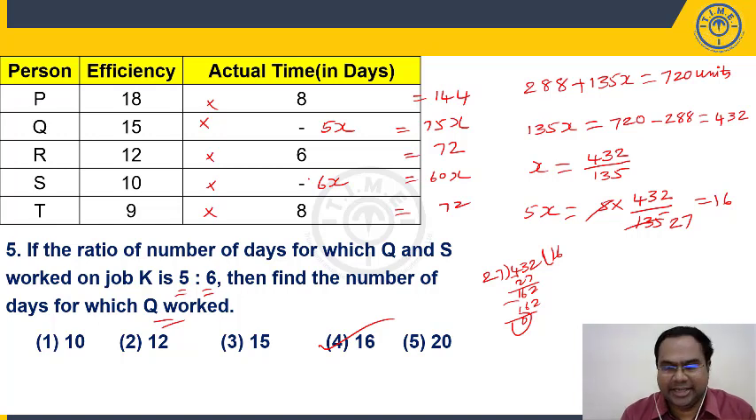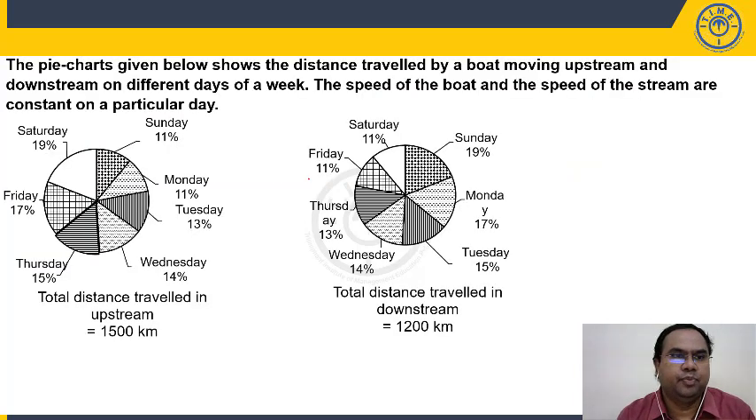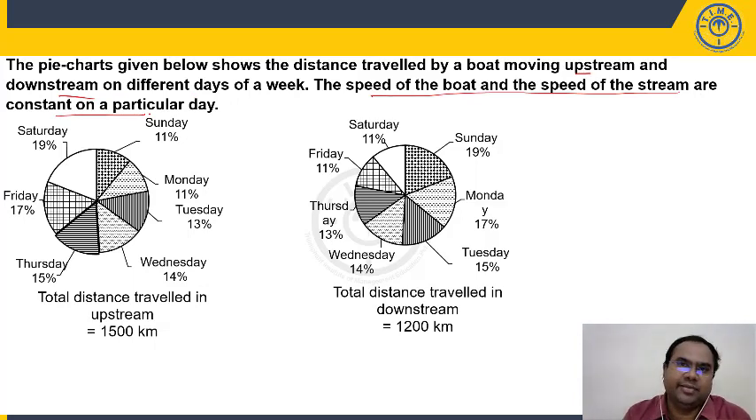That is quant based. Now, directions for question number 6 to 10. This is also an actual exam set, previous exam questions. Study the data given below carefully and answer the questions that follow. Here we can see 2 pie charts. The pie charts given below show the distance traveled by a boat moving upstream and downstream on different days of a week. The speed of the boat and speed of the stream are constant on a particular day. Please make a note. That means if I say that on Monday the speed of the boat is 10, it will be 10 throughout the day. It won't be 9, it won't be 11, it won't be 6, right?